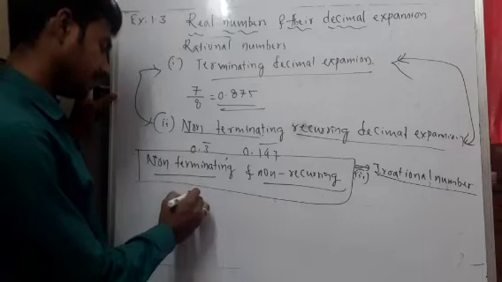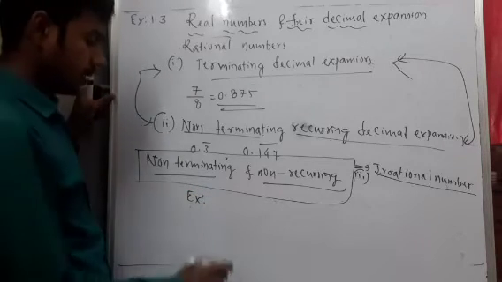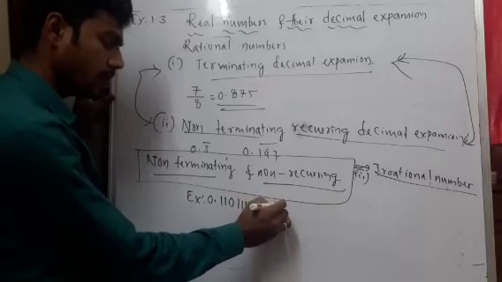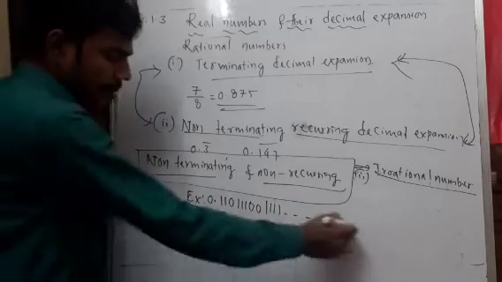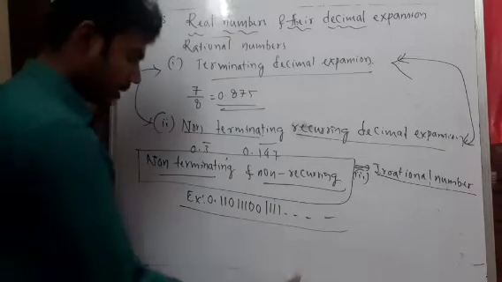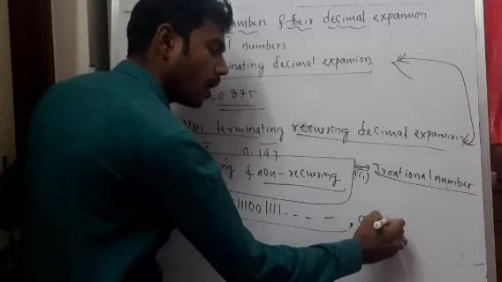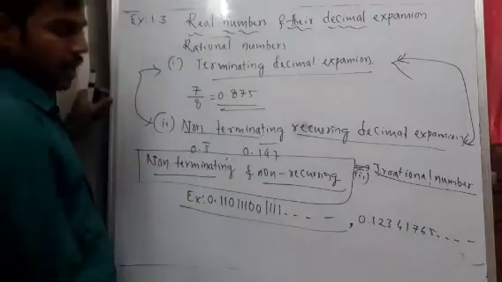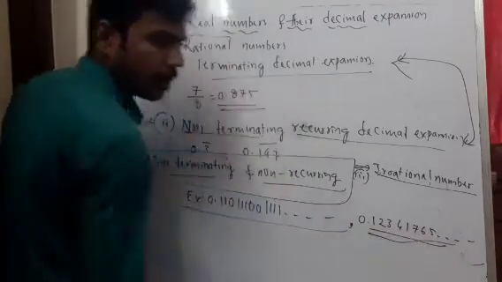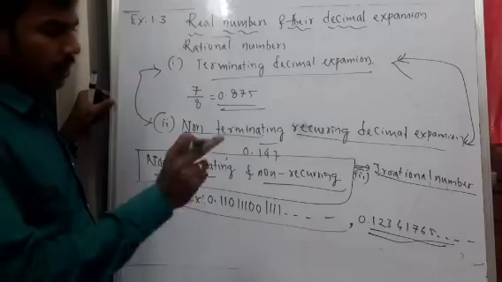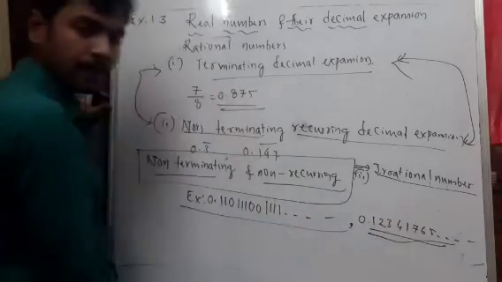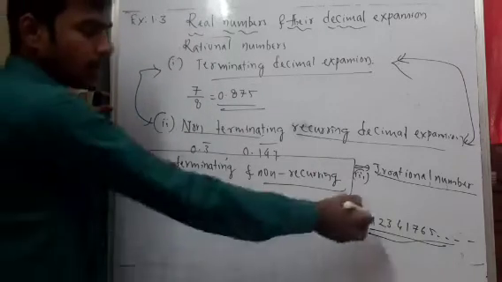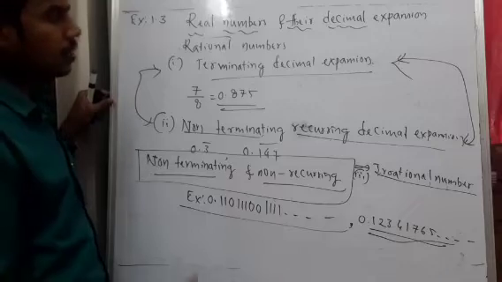So for example, we will take a certain example: 0.1101100111, and it continues. This is one of the examples for a non-terminating decimal expansion. One more example, if you want: 0.123417651, like this. So here this is non-terminating, non-recurring. There is no repeating string of digits, and neither is it terminating. So these two are examples of an irrational number. So please note this down.